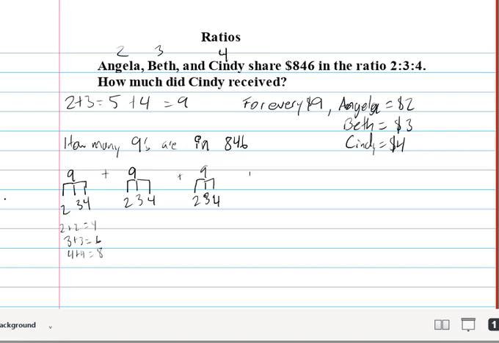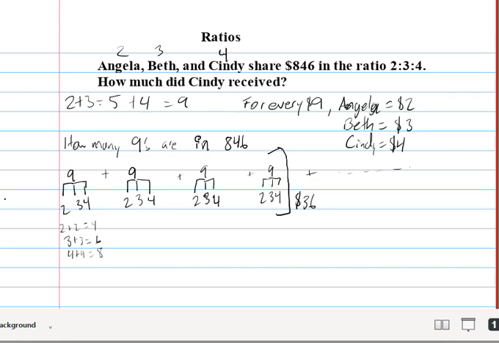And if it was another 9, we could keep going until we get all the way to 846. Different nines. Every group of 9, this is the breakdown. So right now we have 9, 18, 27, and 36, right? So if this question was to change to 36, they shared $36 in the ratio 2, 3, 4, how do I find that out? Well, if we stopped right here at $36, this is $36 in total.